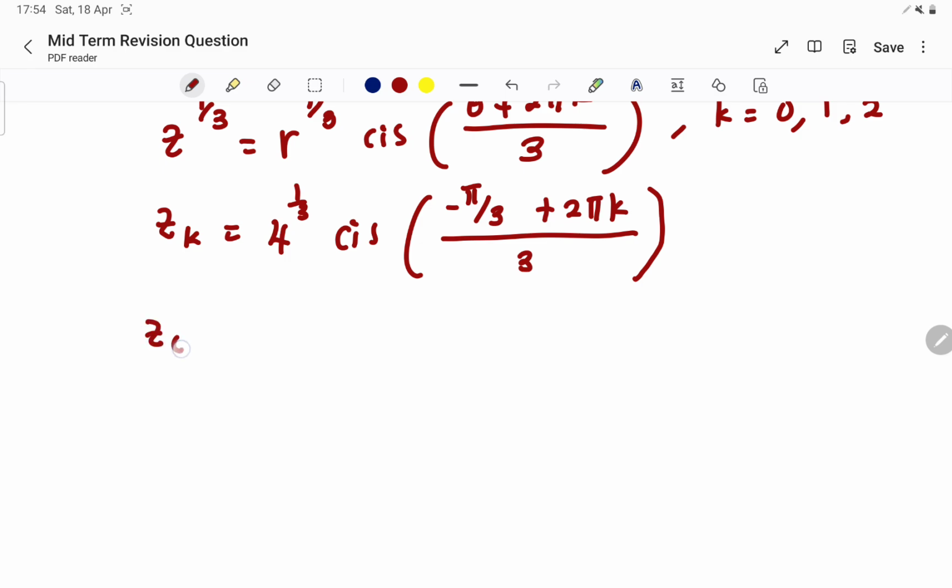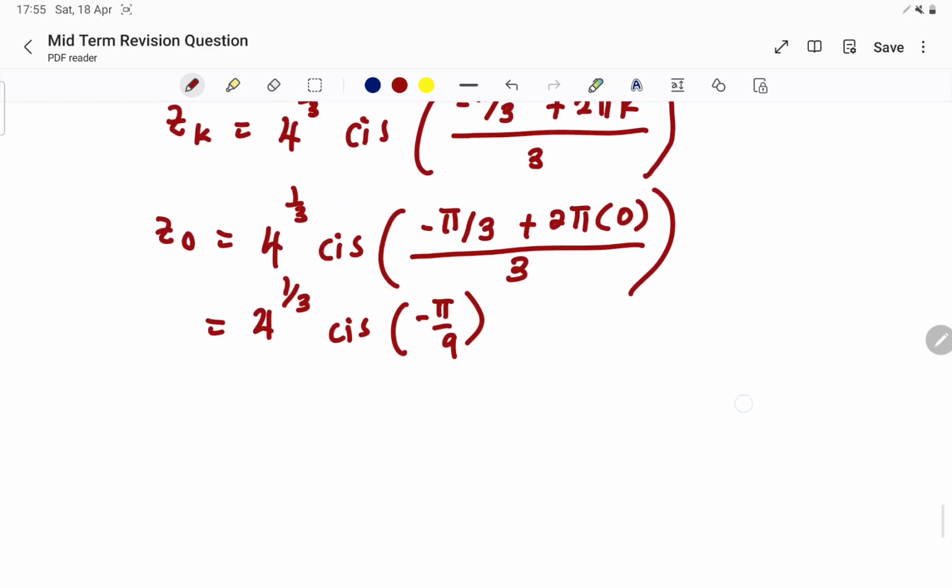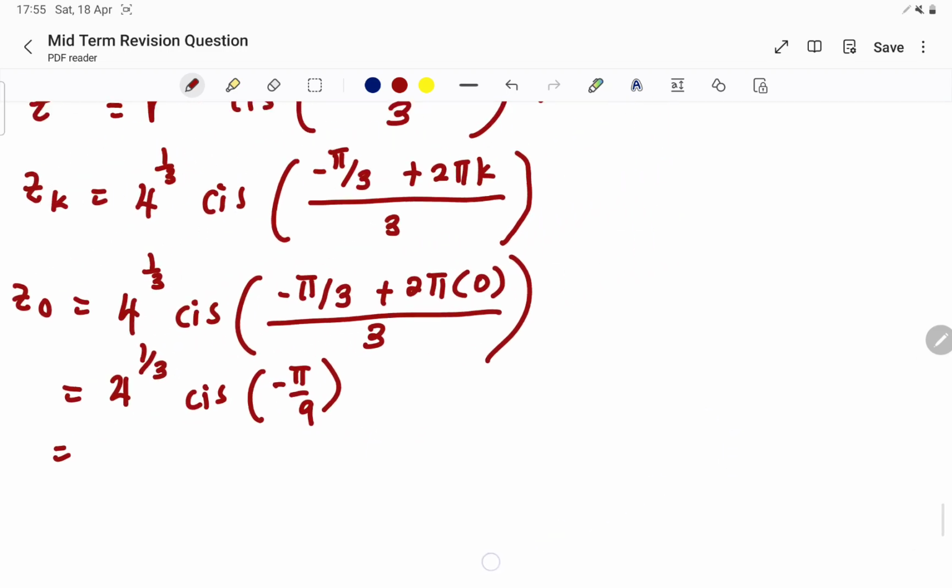So z0 is equal to 4^(1/3) cis((-π/3 + 2πk)/3), with k equal to 0. Then here you're going to get 4^(1/3) cis, and you calculate negative π/9.